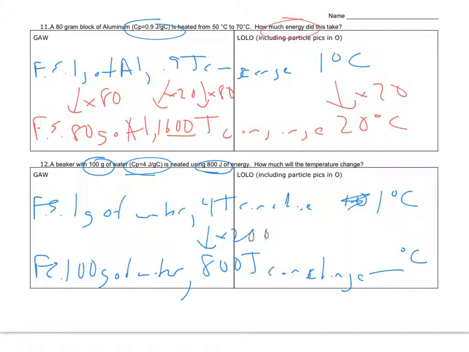All right, and this is where it gets interesting. Mass and temperature are inverse, so divided by 100, but temperature and energy are direct. So 200 divided by 100, 2.